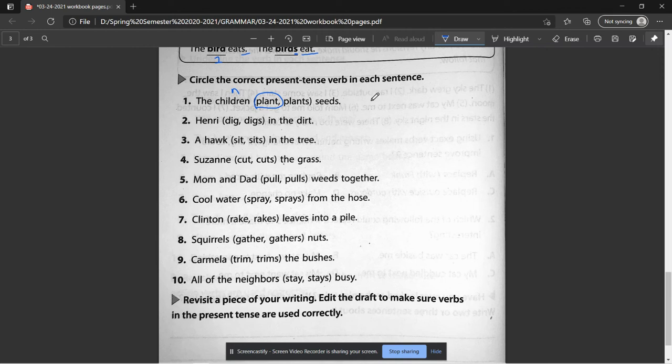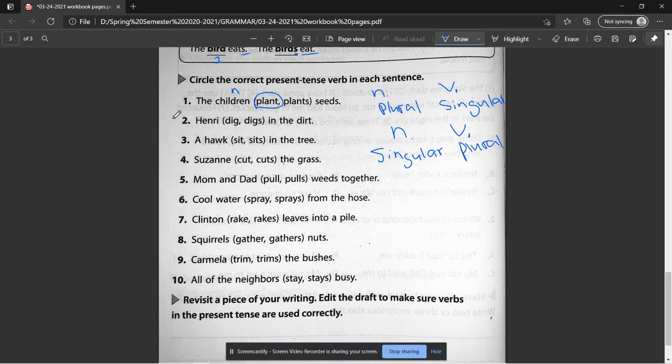Remember, if the noun is plural, P for plural, then the verb is going to be singular. But if I have a noun that is singular, that means only one, then my verb is going to be plural. You see? Let's do number 2.